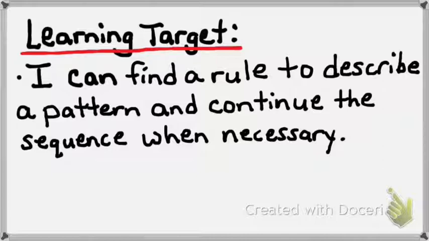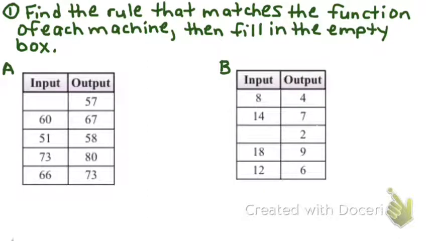Let's take a look at example number 1. Example number 1 says, find the rule that matches the function of each machine, then fill in the empty box. And I see I have box A and B. So they're saying the function of the machine.